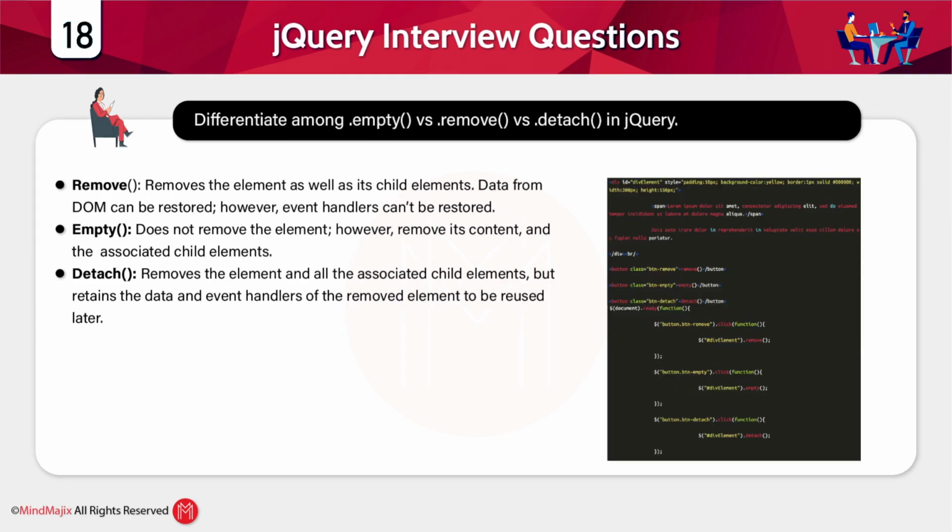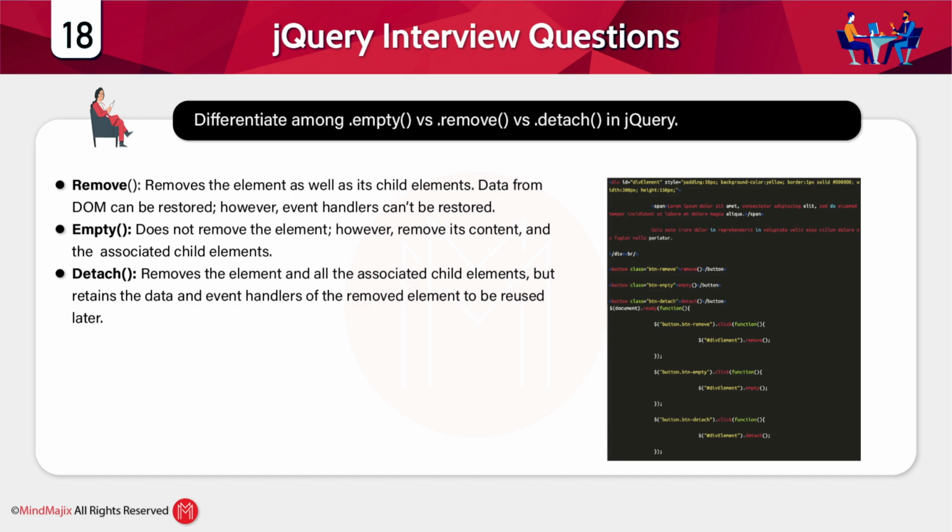Moving on to our next question. Differentiate among empty, remove, and detach. These three methods of jQuery have a small difference, and many jQuery programmers get confused while using the empty, remove, and detach functions. So let me tell you what these functions do and what the differences are. Remove removes the element as well as its child elements. Data from the DOM can be restored; however, event handlers can't be restored. So DOM data can be restored, but event handlers are not restored.